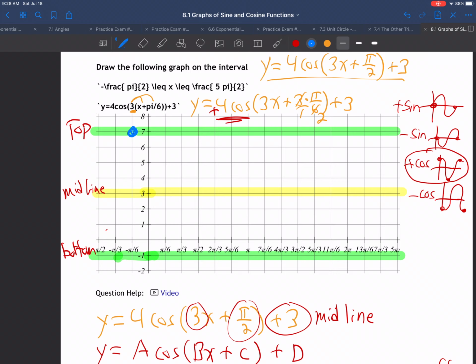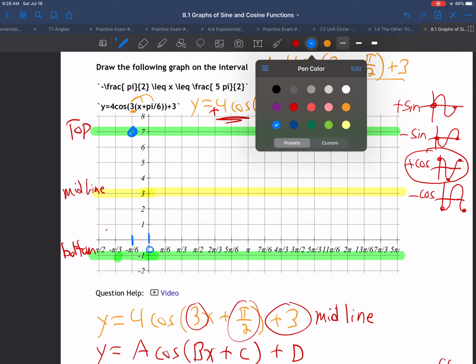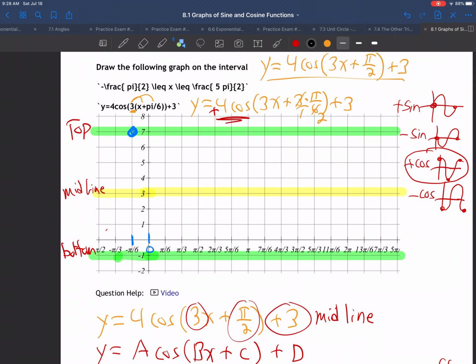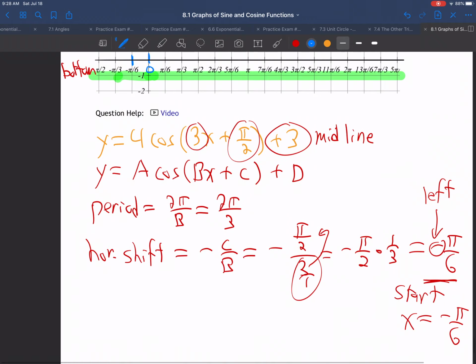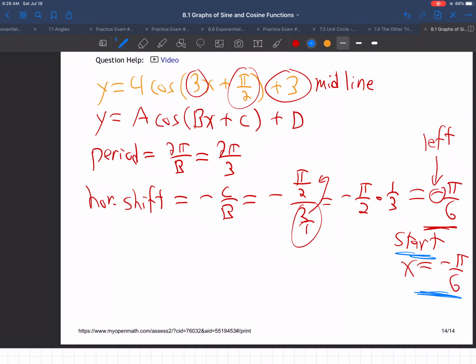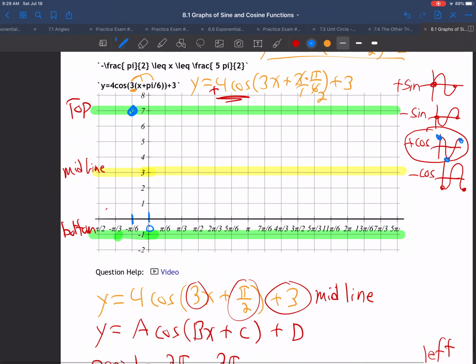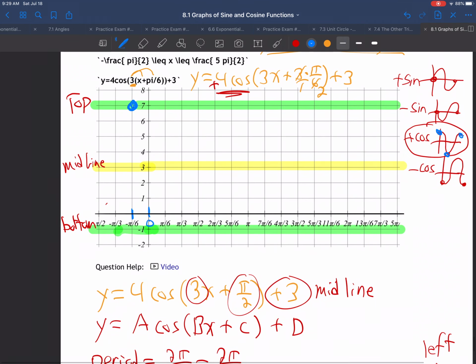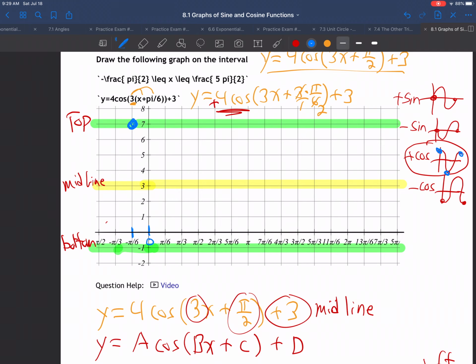See the x-axis down here? This is minus pi over 6. This is 0. Right? This is the x-axis. Let me fill that in for us a little bit. This right here is the x-axis. So, okay, our graph starts high, goes low, finishes high. So it starts high at minus pi over 6, and we know the top is 7 up there. So there it is, at minus pi over 6, it starts up at 7.